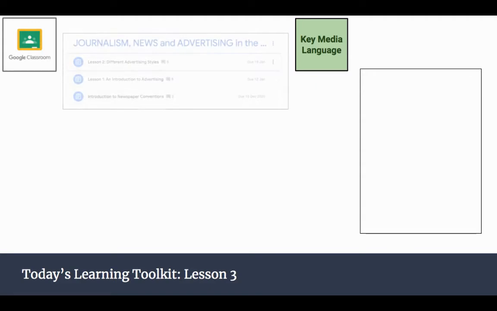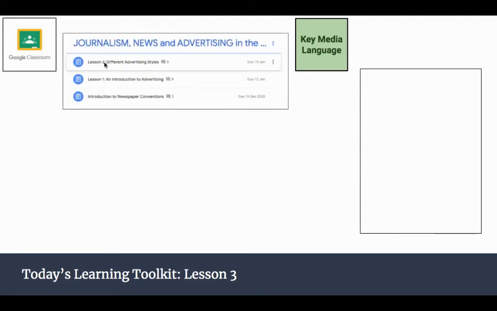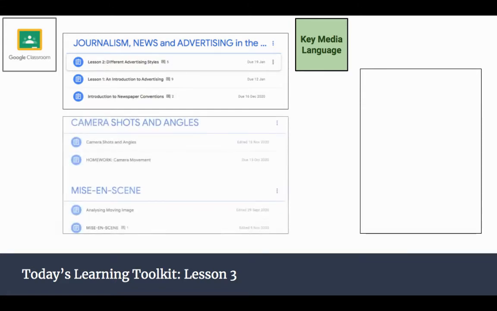Okay, and this is today's learning toolkit. So there's lots of information we've already covered that you can use to apply to your analysis today. In the past, we've done lots of analysis of film marketing, so posters and trailers and so on. A lot of that information and a lot of those skills you can use in today's lesson. I want to remind you that in lessons 1 and 2 on advertising, we've already covered some of the key topics and key words that you can use. So you might want to look back and refresh your memory.